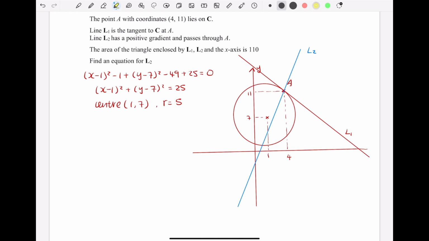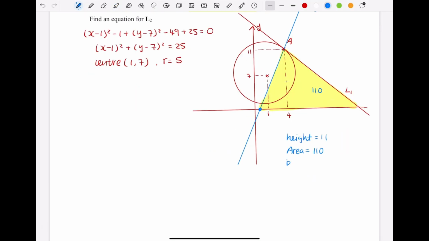And then we are told that the area of the triangle enclosed by L1, L2, and the x-axis is 110. We know the height is 11 from the coordinates of A. Base is going to be 20. And how did we know that? It's because we know the area of a triangle is a half base times height, and that is 110. By rearranging and solving for b, we know b is 20.